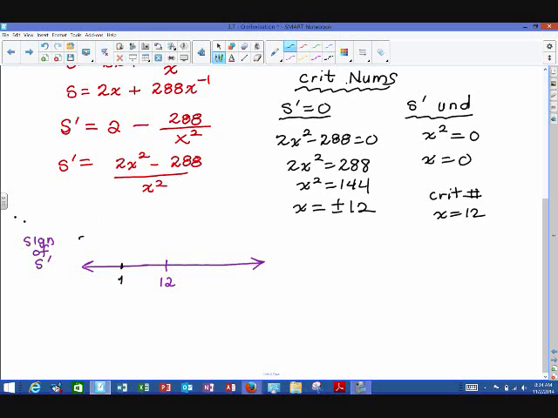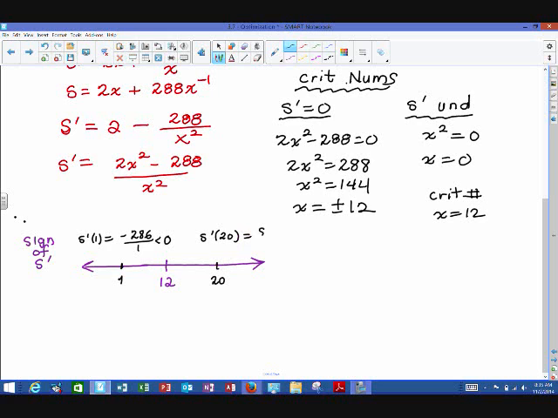Well, S prime of 1 obviously is going to give us 2 times 1 squared, which is 2, minus 288, which is negative 286, all divided by 1 squared, which is 1. I think it's pretty clear that we are negative. And then we could try something to the right of 12. Again, it doesn't make any difference. You could pick something that's kind of easy to work with. I'm going to choose 20. I think 20 is easy to take the square of. 2 times 20 squared, or 2 times 400, would be 800.